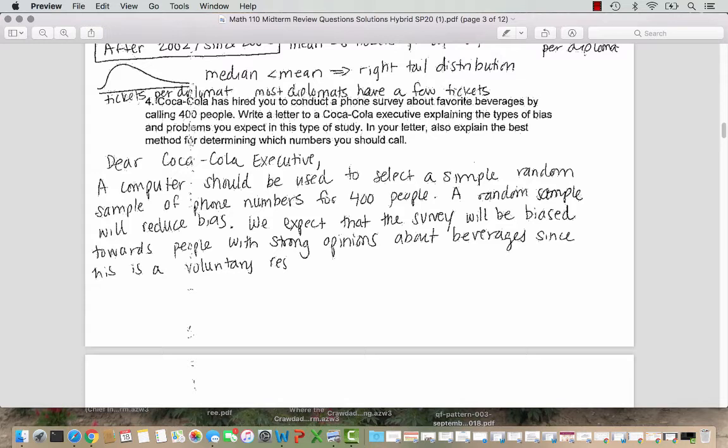I recommended a computer because having a computer do the sampling, whether you're doing stratified random sampling or simple random sampling, or you could even describe a cluster sample here, a computer is going to randomize and reduce the bias better than we could on our own.